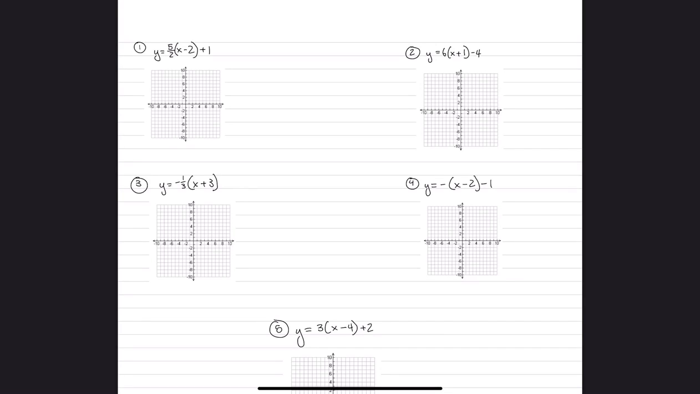All right, hello everyone. So today we're going to talk about HK form and graphing in HK form. So this is going to go along with our Quizizz assignment.